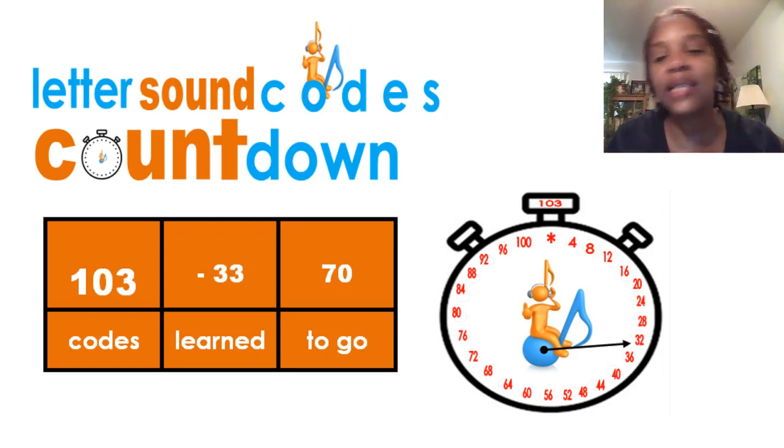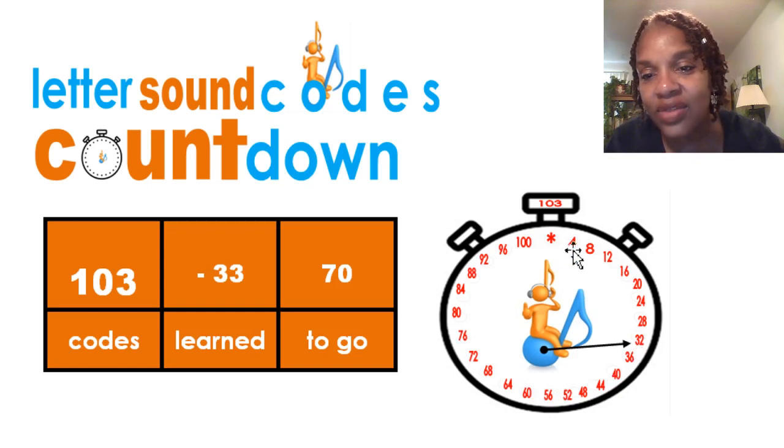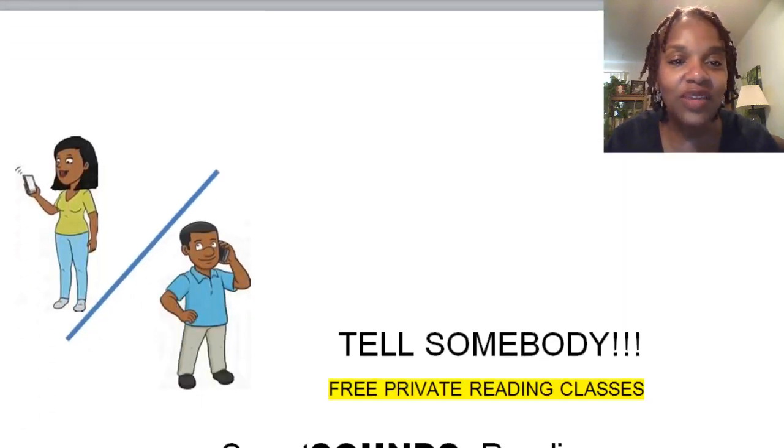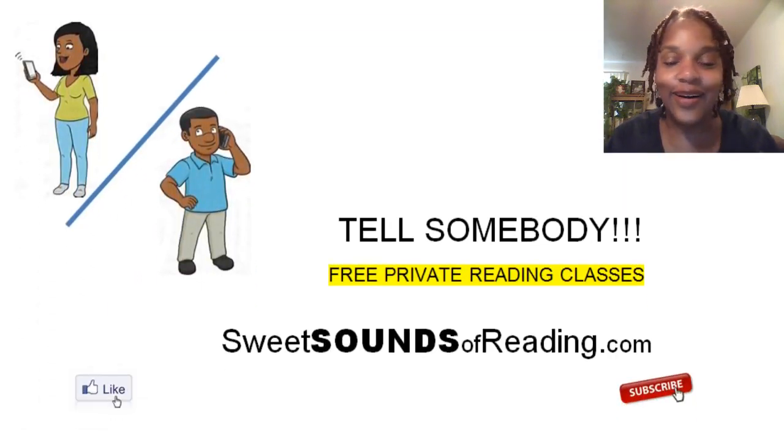But let's take a peek at the letter sounds countdown clock. Look where we are. We're right about here. Look how far we've come. Look at all the sounds that we've learned. Big ups. We're doing big things, right? Our goal is to get where? All the way here. We're getting there, right? Good job. Moving right along.